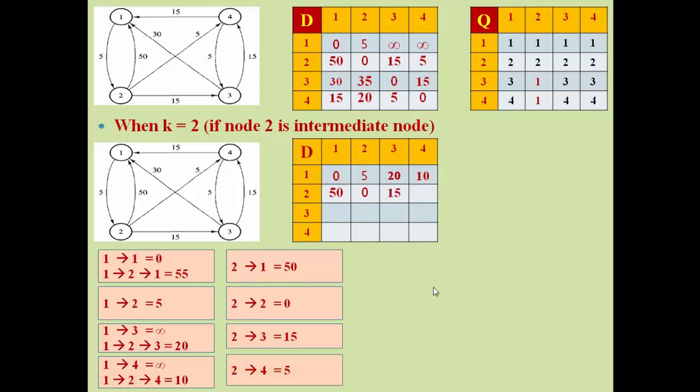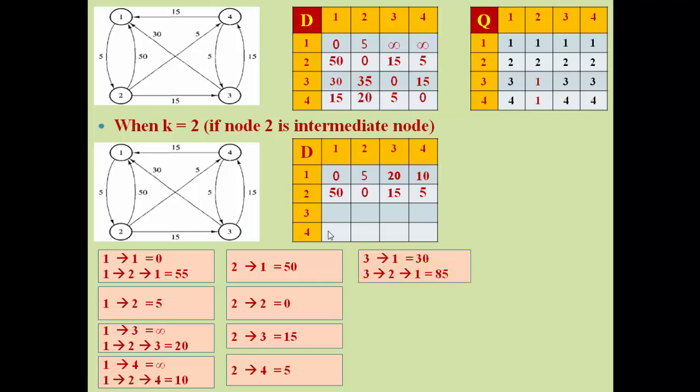And 2 to 4, and the answer for 2 to 4 is equal to 5, and the intermediate node is also 2, so that answer is 5. Now let us fill our third row. So the first value is 3 to 1, so the direct path 3 to 1 is equal to 30.